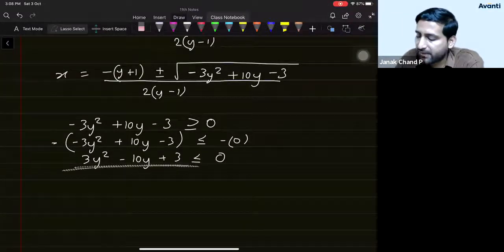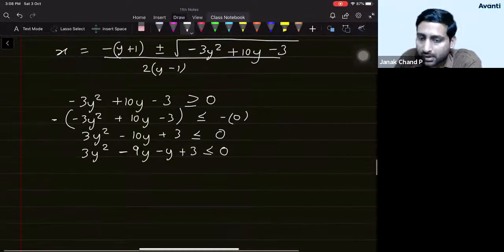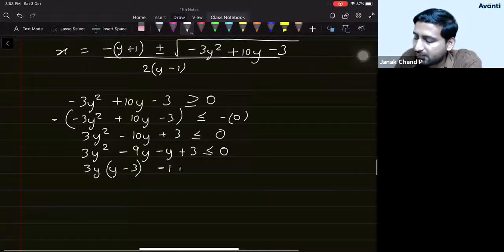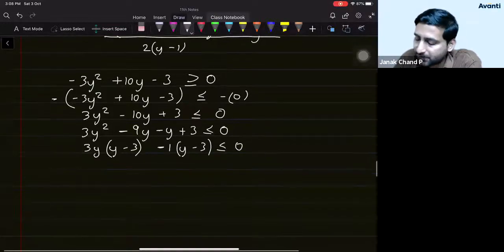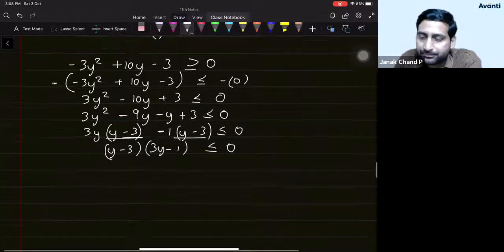Now you just have to factorize this. It is easily factorizable student. You can write it as 9y minus y plus 3. Okay. You can take 3 common, y common, you will get y minus 3. Minus you can take common, y minus 3. Less than or equal to 0. So now if you take this finally common, this will be y minus 3 into 3y minus 1 less than or equal to 0. Okay, fine.